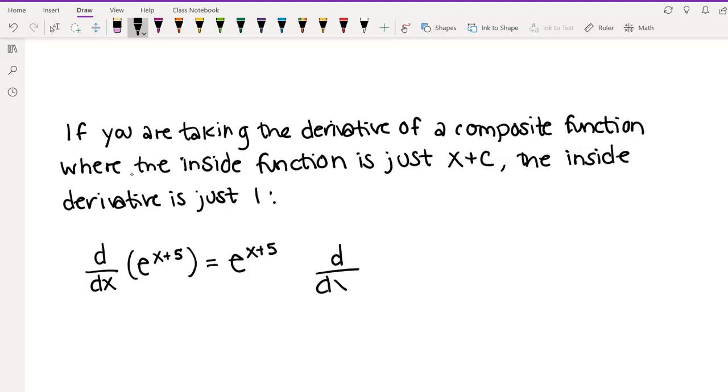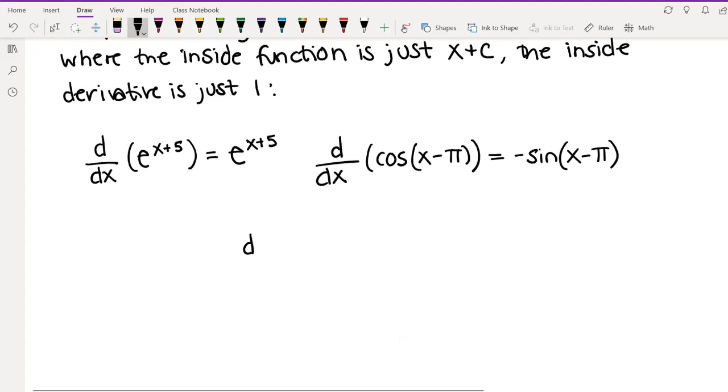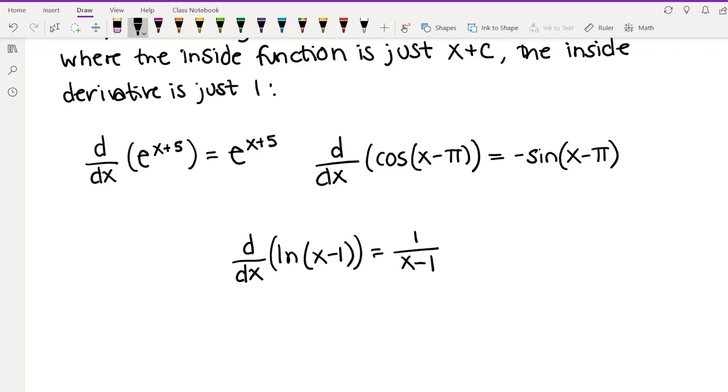Similarly, if you take the derivative of cosine of x minus pi, the derivative of cosine is negative sine of x minus pi. Or, to pull it back to the example we just had, if you take the derivative of ln of x minus 1, that would just be 1 over x minus 1, right? Because the inside derivative would just be 1.